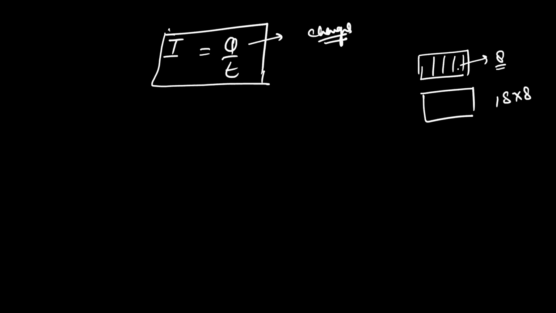If you have one biscuit packet, it has 8 biscuits. One pack has 8 biscuits. So how many will 18 such packs have? You will write 18 into 8 biscuits.